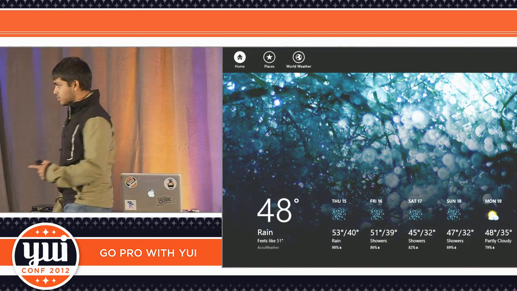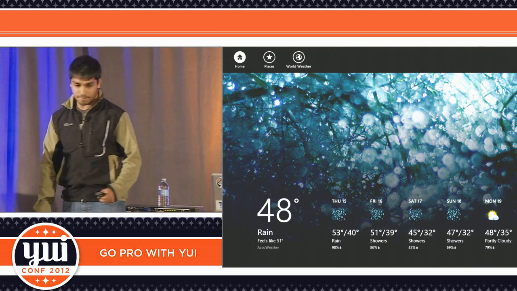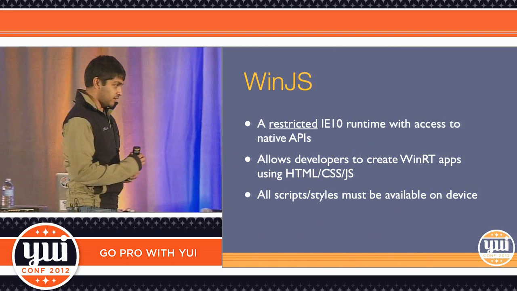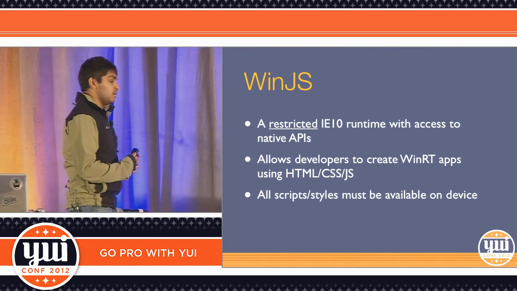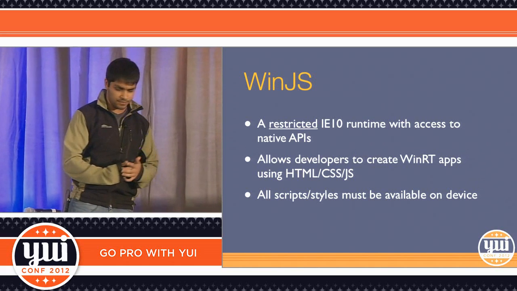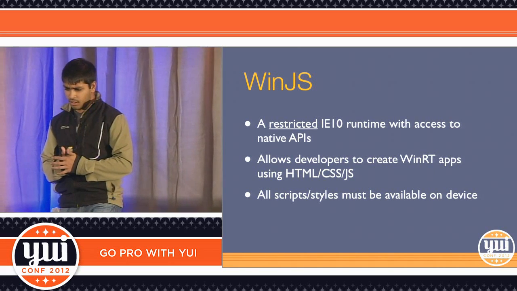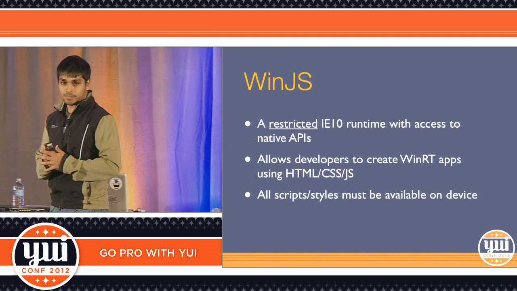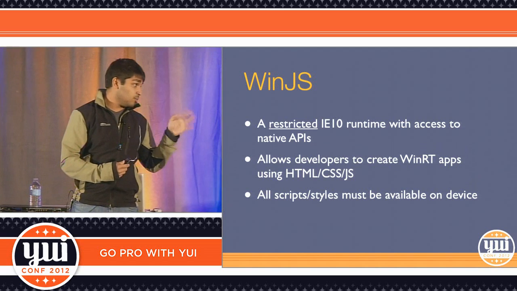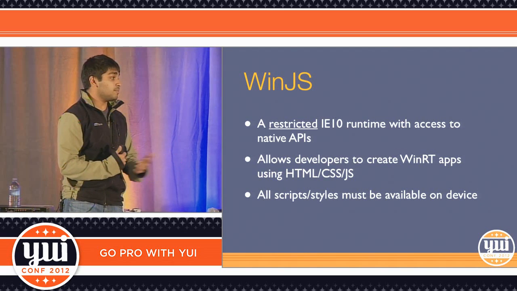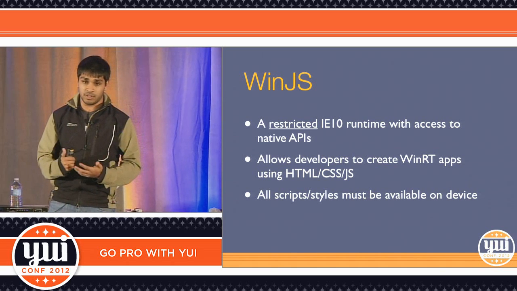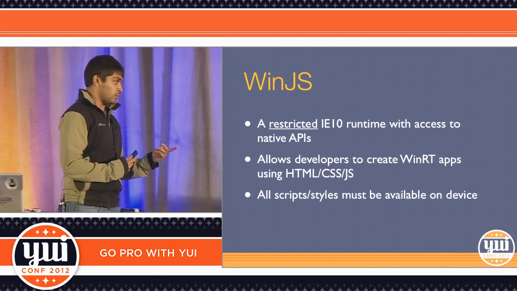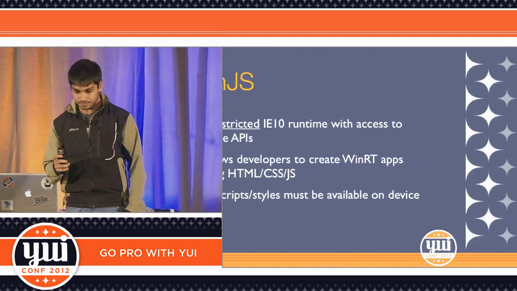But the really interesting one is WinJS. It is a restricted IE10 runtime with access to native APIs. When I say restricted, I mean not all the DOM APIs are available, and there's some more documentation about that. Essentially it allows developers to create WinRT apps using HTML, CSS, and JavaScript. There are a lot of other restrictions, but one of the main ones that we ran into was that when you build these apps, all scripts and styles must be available on device, so they have to be packaged locally. This becomes important when we're working with YUI, so we'll get into that a bit more later.